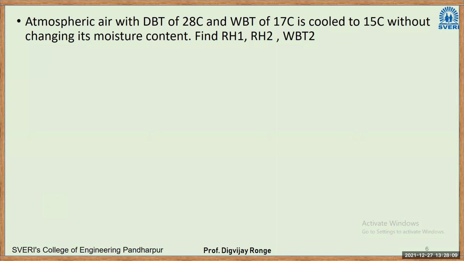So the problem here is: atmospheric air with a DBT of 28 degrees Celsius and WBT of 17 degrees Celsius is cooled to 15 Celsius without changing its moisture content. When it says without changing its moisture content, it means it is sensible cooling. Find RH1, RH2 and WBT2. We already took this example in the last lecture, but there was some network issue, so I will solve it once again.